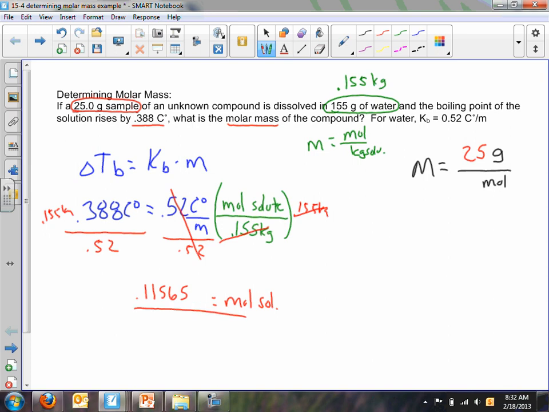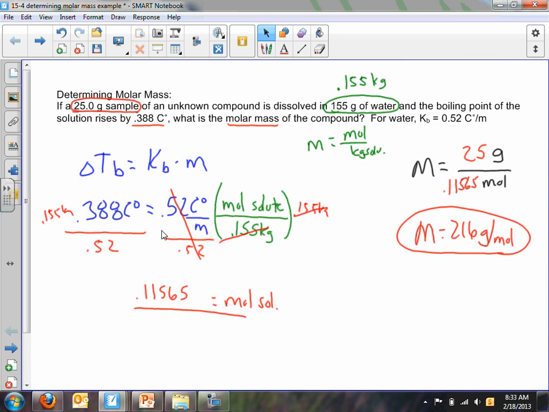Once I know the moles, I can plug that over here, 0.11565. Take your 25 divided by that answer, and we end up with a molar mass of 216 grams per mole. So I have no idea what the compound is, completely unknown, but I do know that the molar mass is 216 grams per mole.